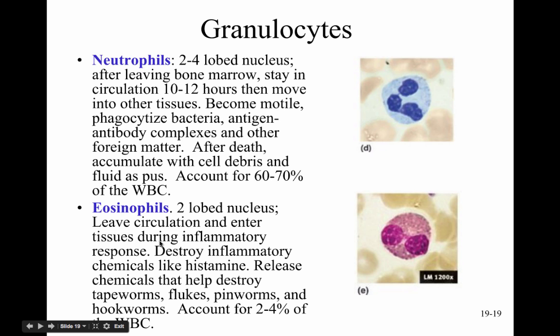Eosinophils are part of the inflammatory response, and they help destroy inflammatory chemicals like histamine. So histamine is producing this inflammatory response. If you didn't get rid of it, you would always have this inflammatory response. So eosinophils are what help destroy that. They're also involved in destroying different kinds of worms. We usually don't have that much of that problem here, but they do. Tapeworms, flukes, pinworms, and hookworms. They help fight against those.